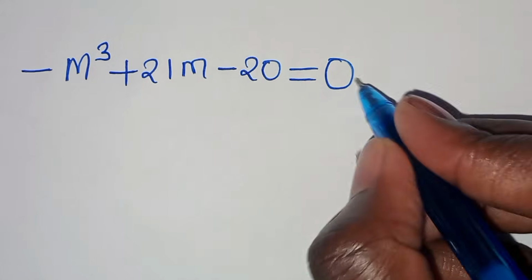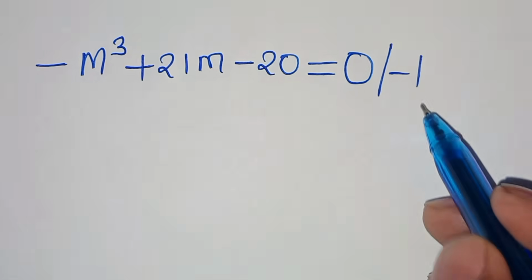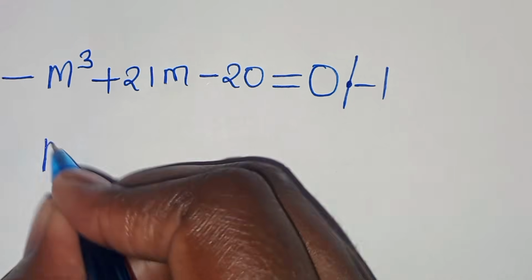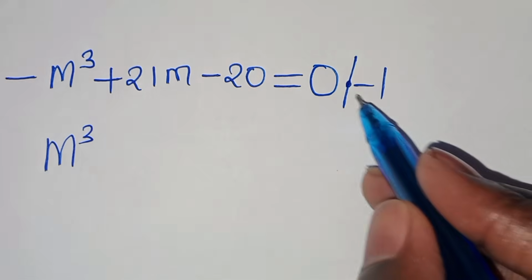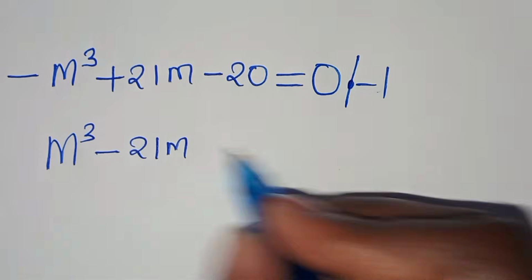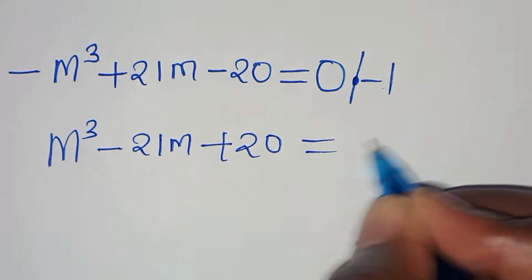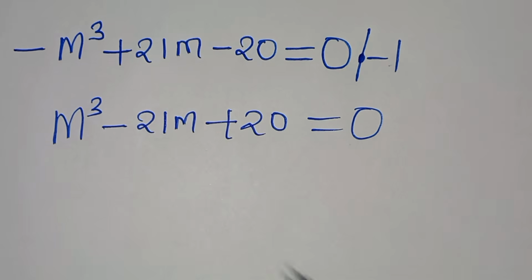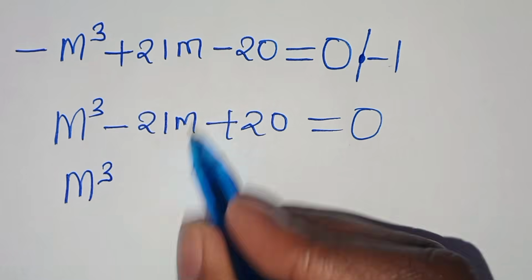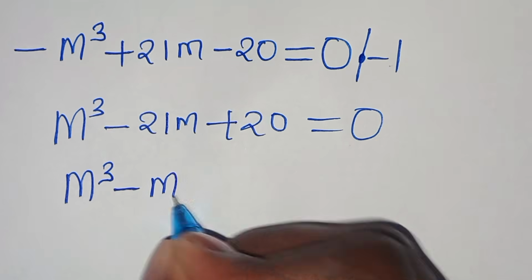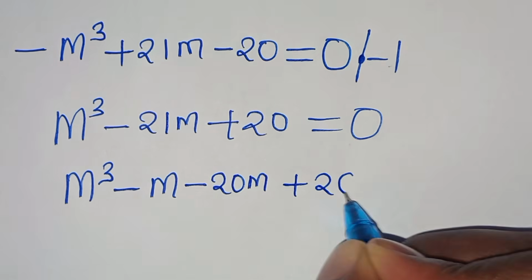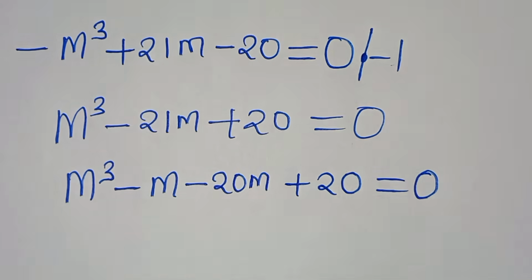Now let's multiply both sides by minus 1. So we have minus m to the power of 3 multiplied by minus 1. This is m to the power of 3. Plus 21m times minus 1, this is minus 21m. Minus 20 times minus 1, this is plus 20. And this is equal to 0. So we can express this as m to the power of 3 minus 21m. This is the same thing as minus m minus 20m plus 20. This is equal to 0.